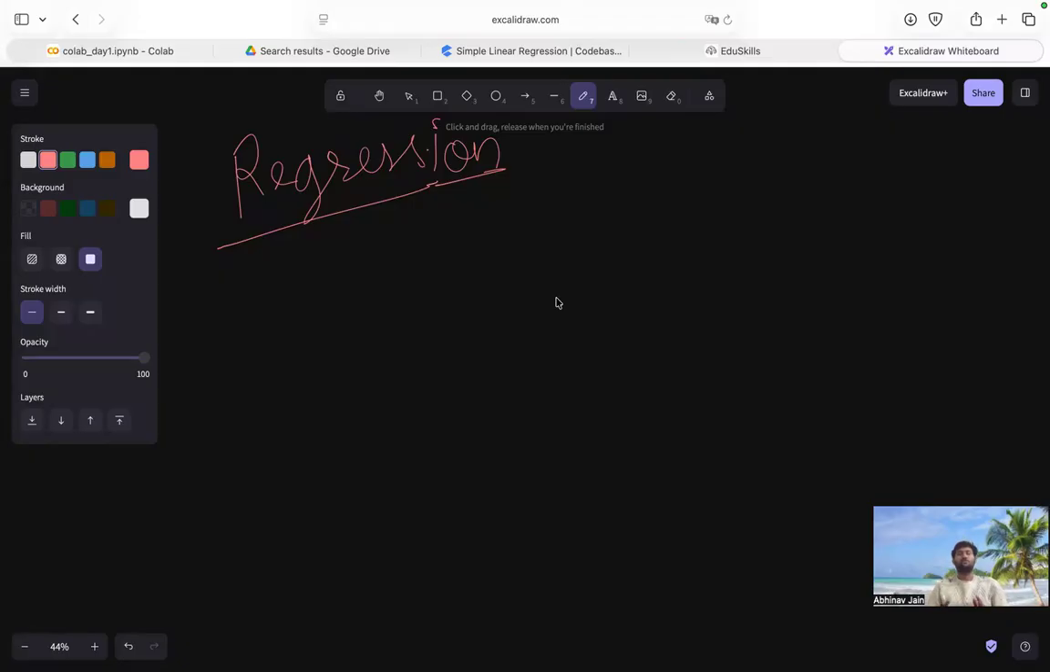There are typically two types of ML problems which we work on. First is regression, and second is classification. So first we will start with regression. What is regression? In regression, you can be given one independent variable or more than one independent variable, but I am just simplifying this.